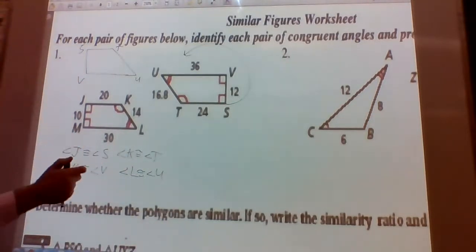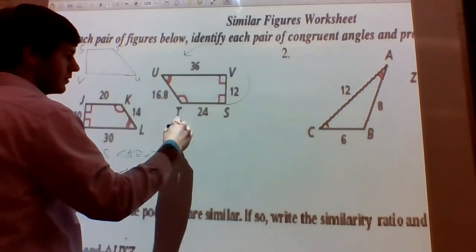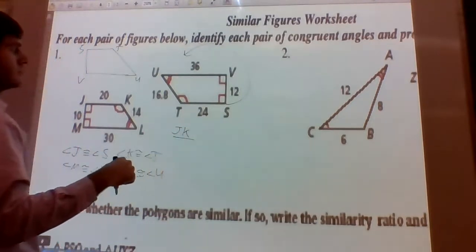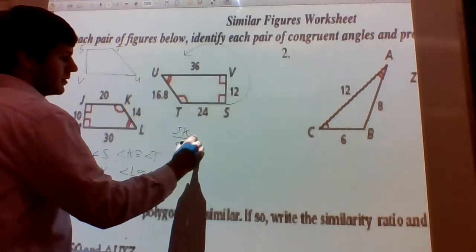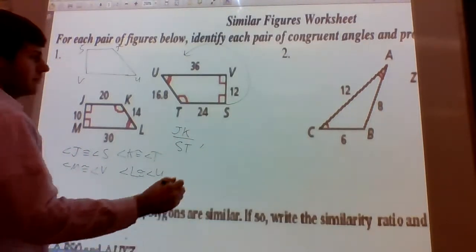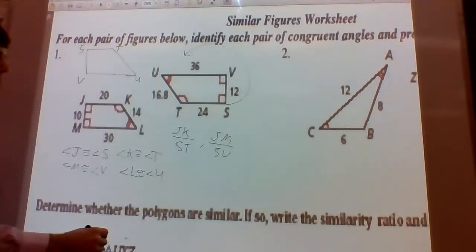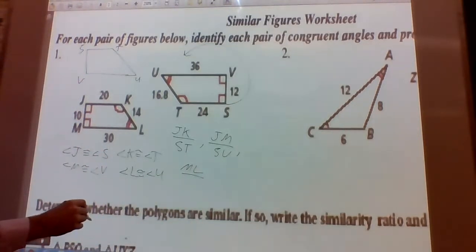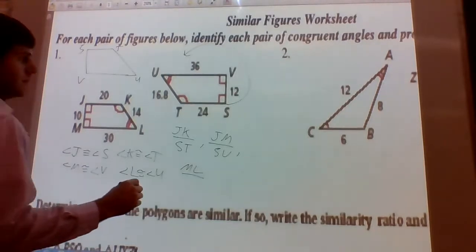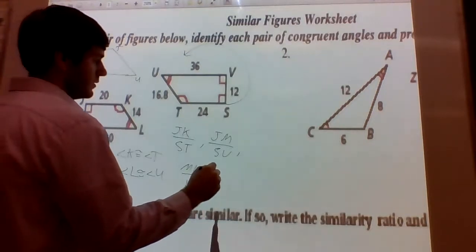Then our corresponding sides, right? We know our sides are proportional, so JK and ST. We also have JM and SV. Okay, we have ML and BU. And lastly, we have KL and TU.